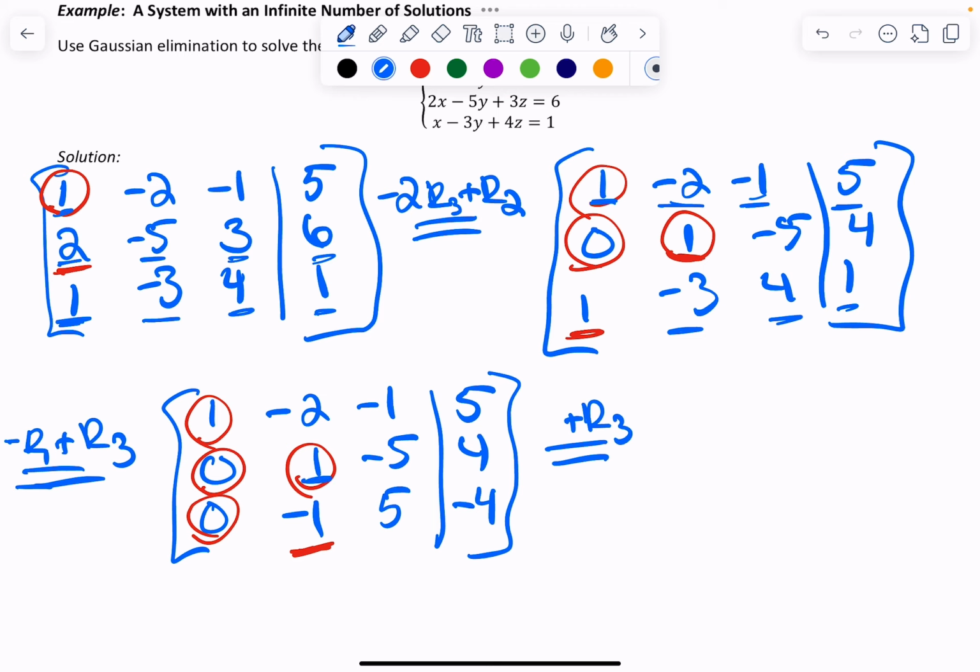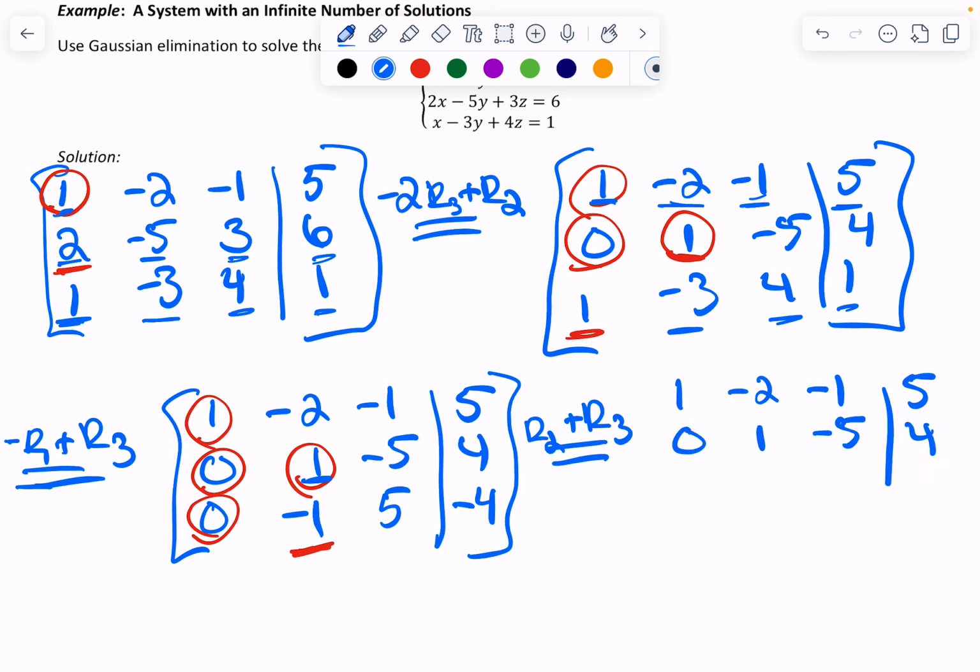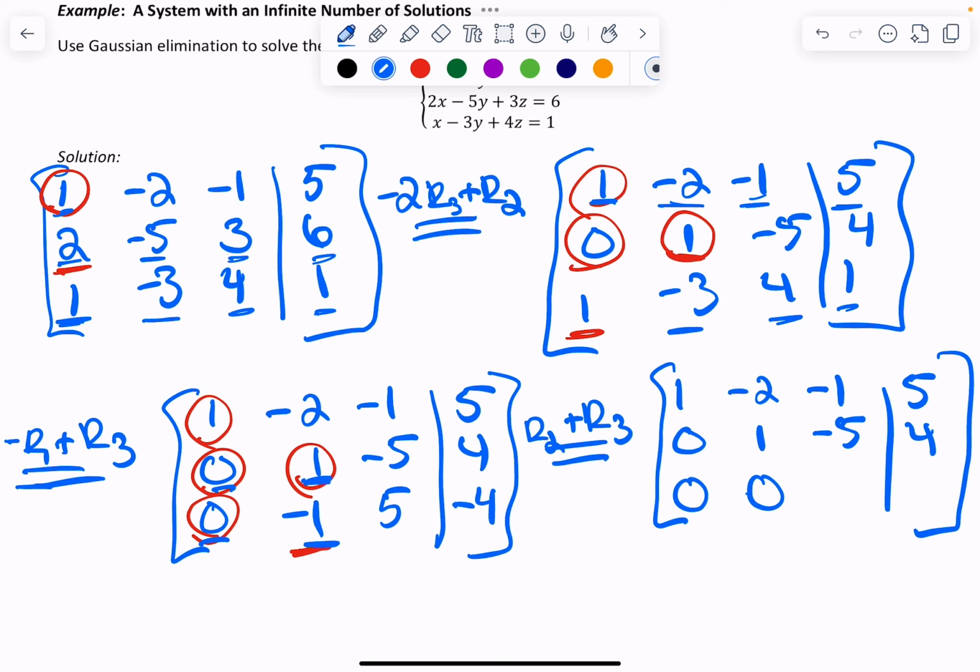Well, our row 2 is the opposite, so we're just going to add row 2 to the row 3. 1, negative 2, negative 1, 5, that does not change. Neither does the second row. There we go. So row 2, 0 plus 0 is a 0. 1 plus negative 1 is a 0. Negative 5 plus 5 is a 0. And 4 plus negative 4 is 0.